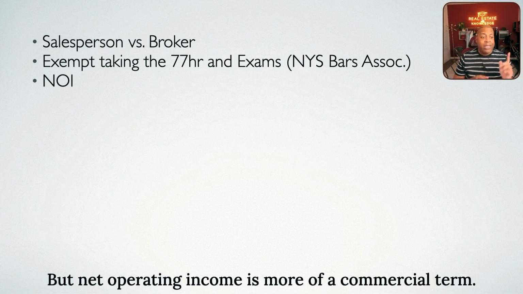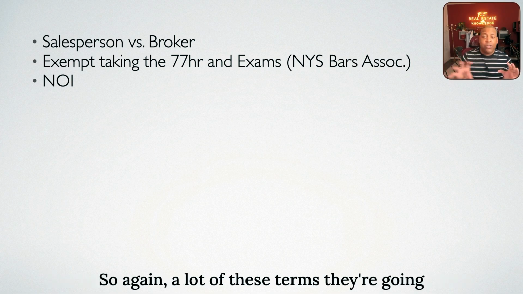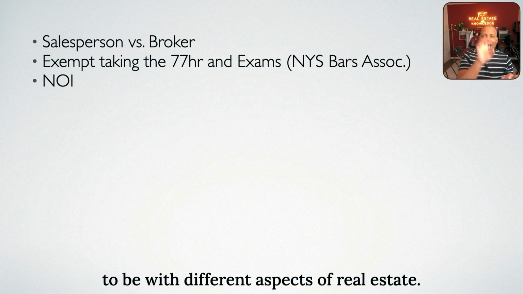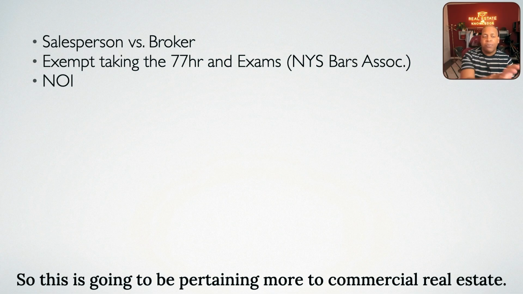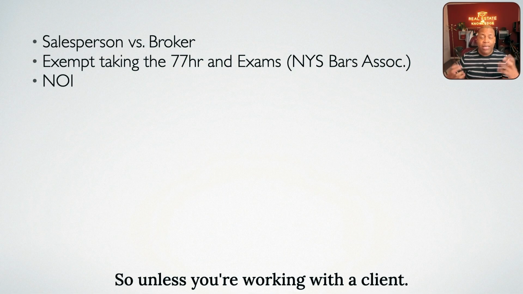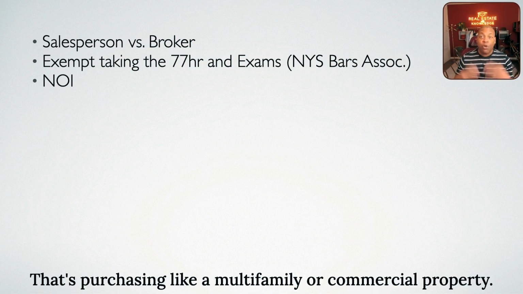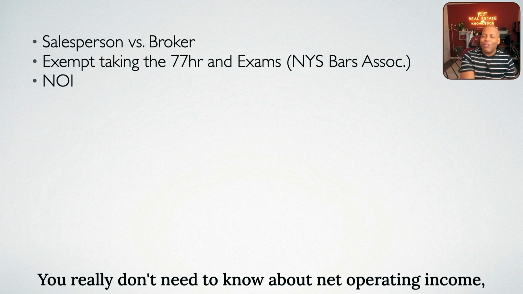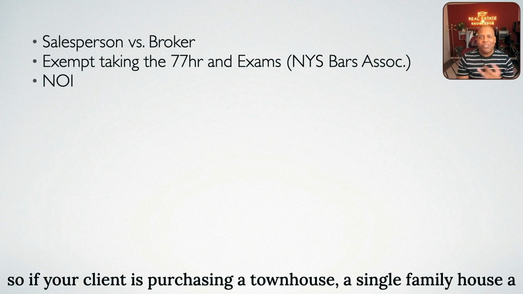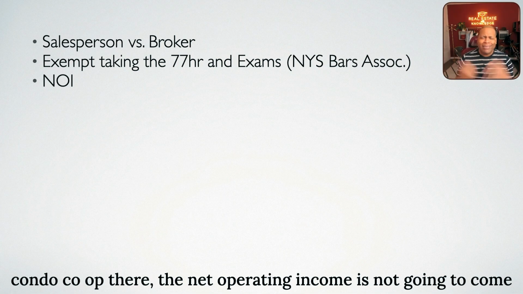But net operating income is more of a commercial term. So again, a lot of these terms are going to be with different aspects of real estate. This is going to be pertaining more to commercial real estate. So unless you're working with a client that's purchasing a multifamily or commercial property, you really don't need to know about net operating income. If your client is purchasing a townhouse, a single family house, a condo, co-op, the net operating income is not going to come up.